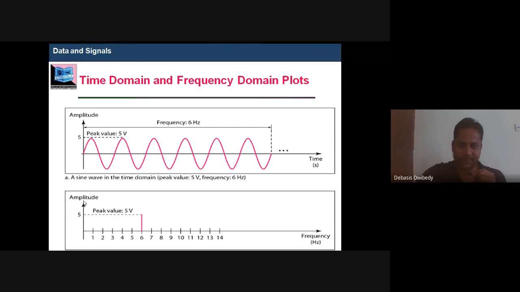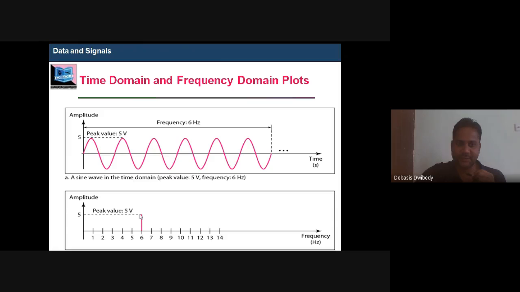In the time domain plot, x-axis represents the time. And again, y-axis is constant, that is amplitude. Y-axis always represents the amplitude. So in the frequency domain plot, here only we are representing the highest frequency and the peak amplitude. Only one spike, we are representing only one spike instead of the complete signal.